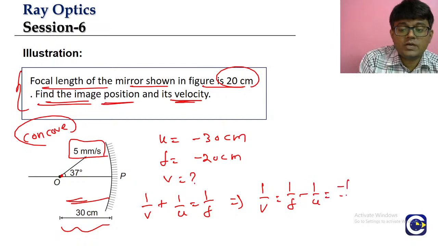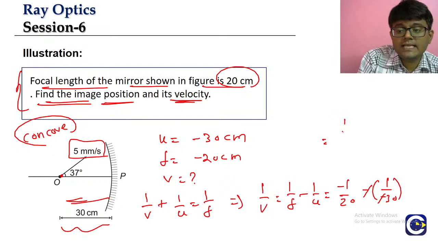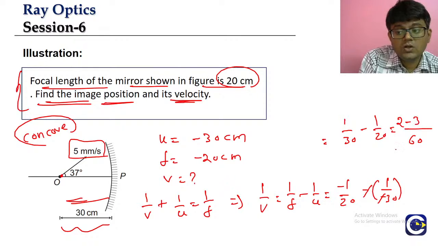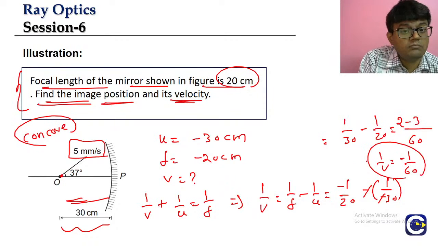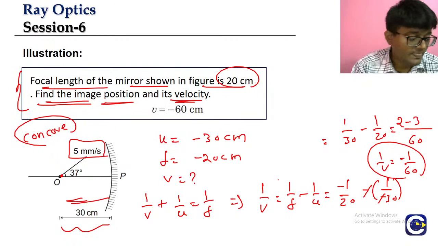1 by f means f is minus 20, minus of 1 by minus 30. Okay guys, so what is this? This becomes plus, so now it's 1 by 30 minus 1 by 20. The LCM of the denominators is 60. So we got 1 by v is equal to minus 1 by 60. What is the v value, guys?